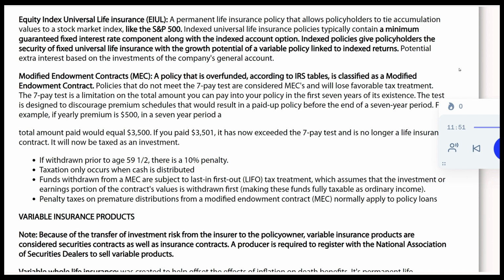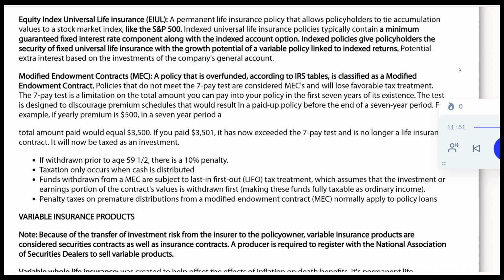Modified endowment contracts, MECs. A policy that is overfunded, according to IRS tables, is classified as a modified endowment contract. Policies that do not meet the 7-pay test are considered MECs and will lose favorable tax treatment. The 7-pay test is a limitation on the total amount you can pay into your policy in the first 7 years of its existence. The test is designed to discourage premium schedules that would result in a paid-up policy before the end of a 7-year period.